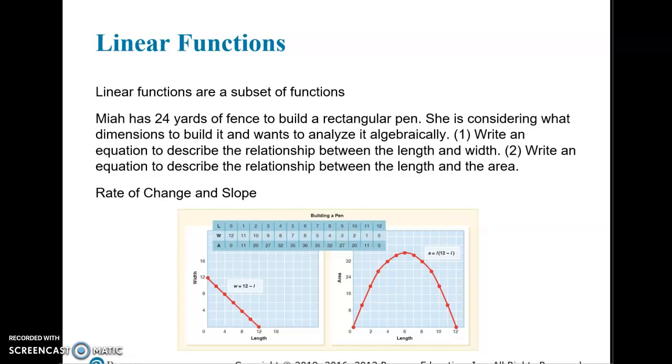Linear functions are a subset of functions, which can be either linear or nonlinear. An explicit formula for one is w equals 12 minus L. L is the length, which decreases at a constant rate, therefore looking like a line. By contrast, the explicit formula for the area of a pen, A equals L times (12 minus L), is a quadratic.